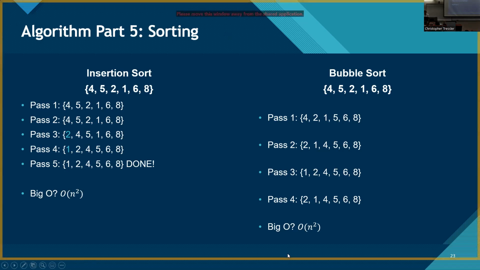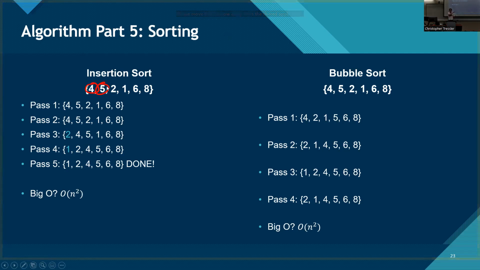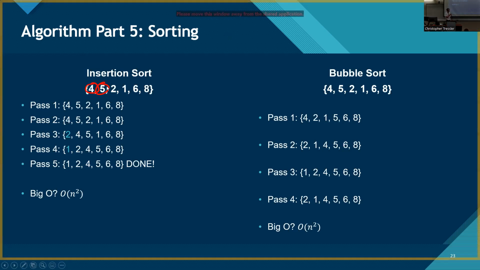So we have insertion sort. What insertion sort does is you go through the array and check each individual pair of numbers. If the number on the right is less than the number on the left, you take that number out and put it in its correct place. And by that, I don't mean you just switch it with the number in front of it. You check it, switch it, then check with the next one in front of it and switch it again, and you go until you have it in its right place. So for this example, we have 4, 5, 2, 1, 6, 8.